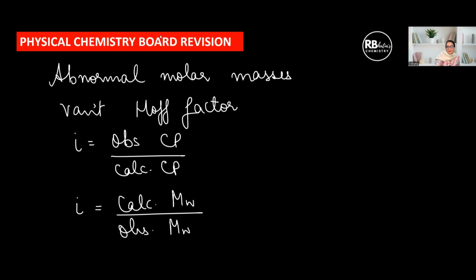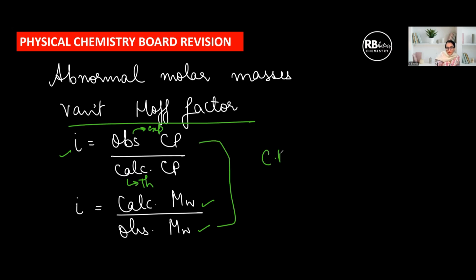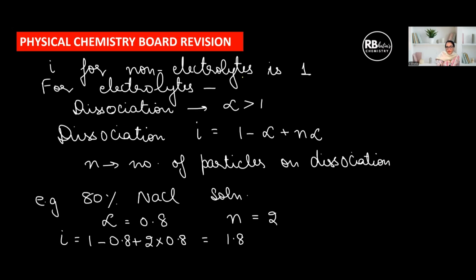Then abnormal molecular mass is the last topic. Van 't Hoff factor. I is equal to observed colligative property upon calculated colligative property. I is calculated molecular mass upon observed molecular mass. Observed means experimental also. Calculated means theoretical also. And why these two formulas? Because every colligative property is inversely proportional to molecular weight. Okay. So I for non-electrolytes is 1, right? For electrolytes, dissociation, I is greater than 1.